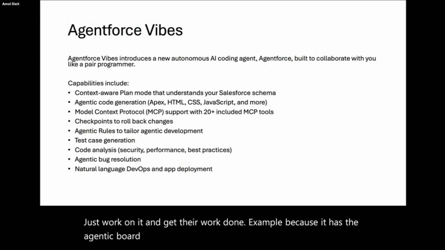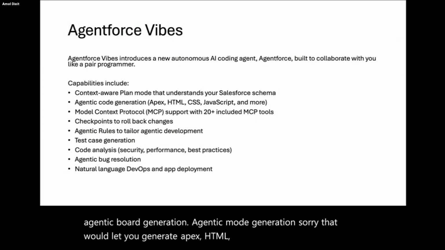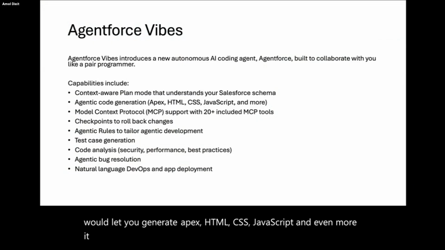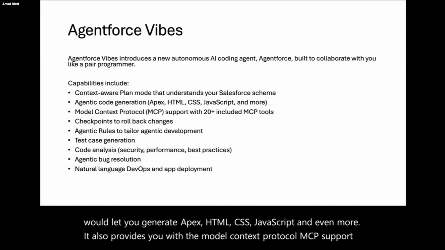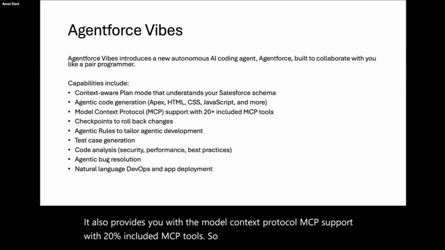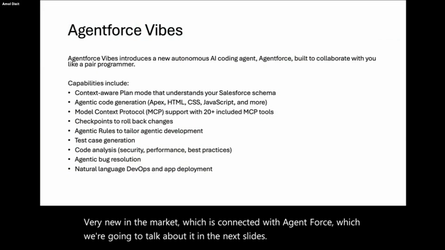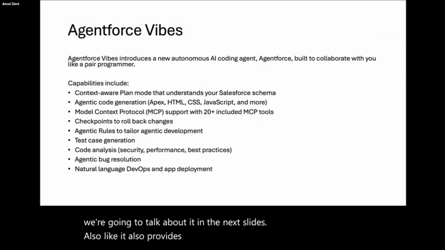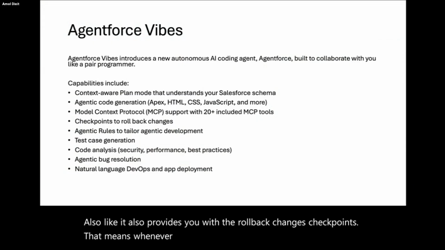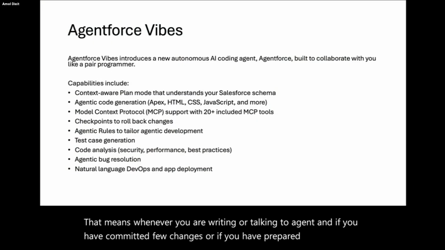It has agentic code generation, which lets you generate Apex, HTML, CSS, JavaScript, and even more. It also provides Model Context Protocol (MCP) support with 20-plus included MCP tools. MCP tools are very new in the market and are connected with Agentforce, which we're going to talk about in the next slides. It also provides rollback checkpoints. Whenever you are talking to the agent, and you have committed a few changes or prepared a plan, you can even roll them back.